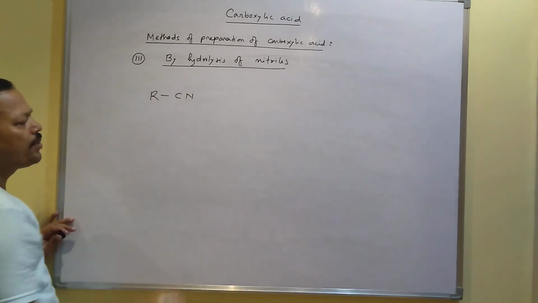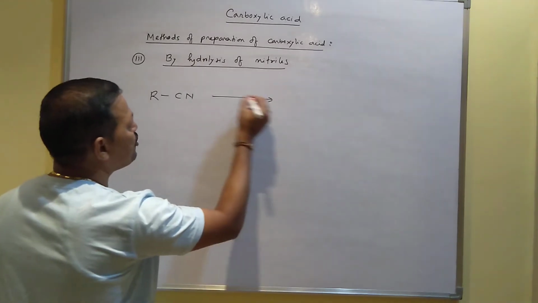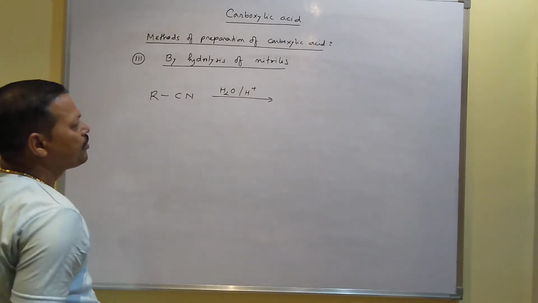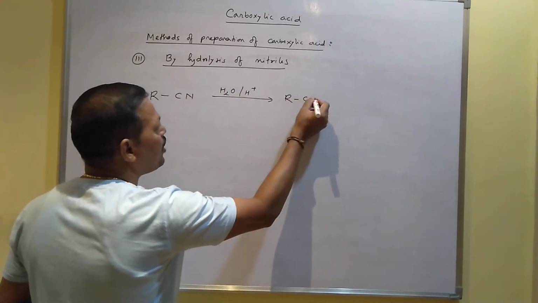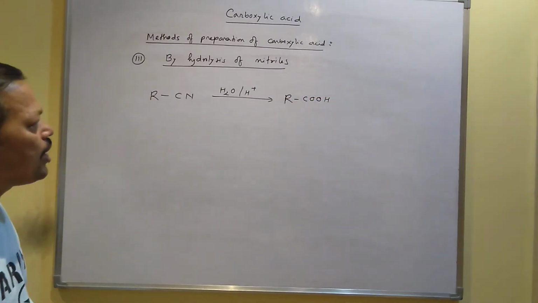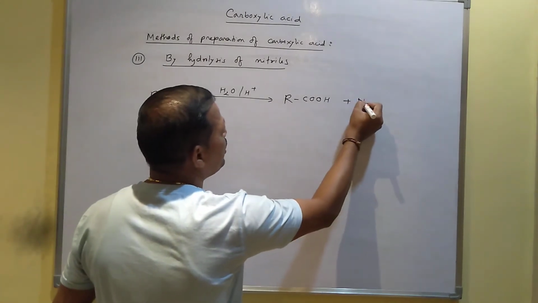This is one example of alkyl cyanide. When you do hydrolysis of cyanide, already you have got this reaction, in presence of some acid, it will convert to carboxylic acid. Cyanide is always converted to carboxylic acid on hydrolysis. Side product you will get is ammonia, NH3.